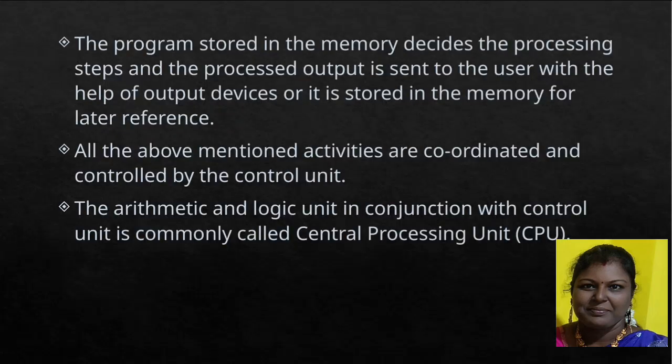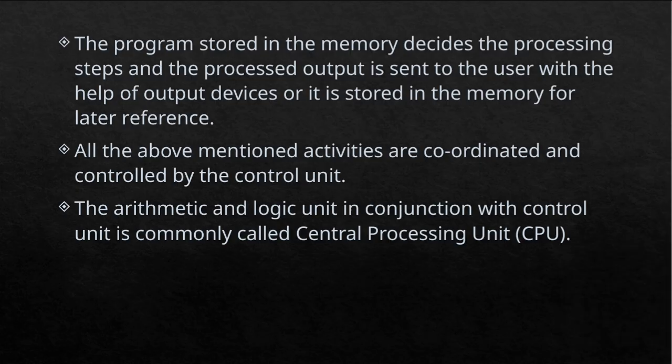The program stored in memory guides every step of processing. Once the data is processed, the output is either sent to the user through output devices or saved back into memory for later use. All these activities don't happen by chance. They're carefully coordinated and controlled by the control unit. Together, the control unit and the arithmetic and logic unit form what we call the central processing unit, or CPU. This is the heart of any computer system, managing both instructions and calculations seamlessly.